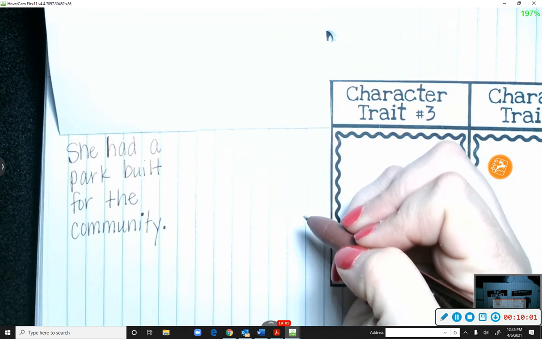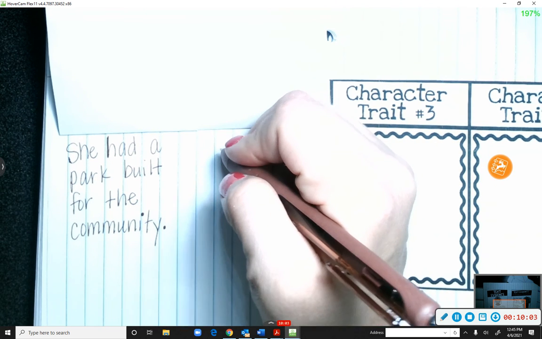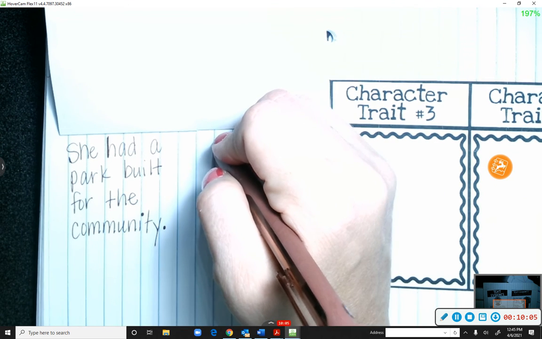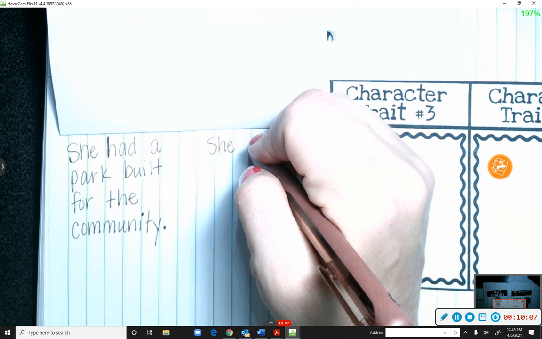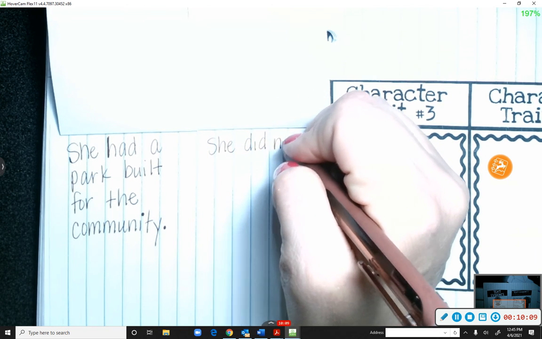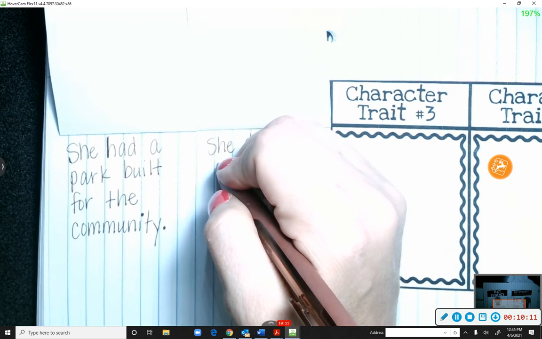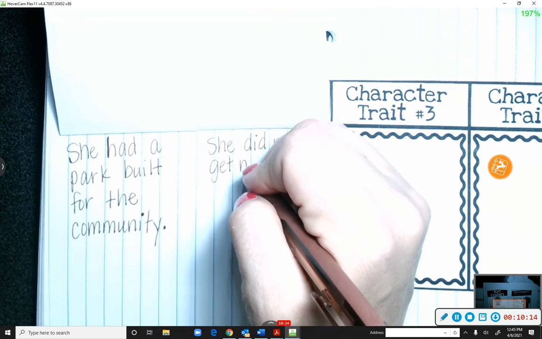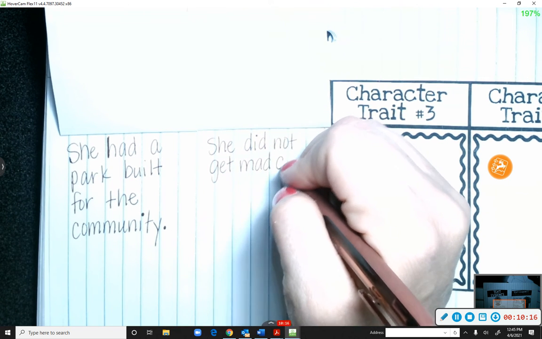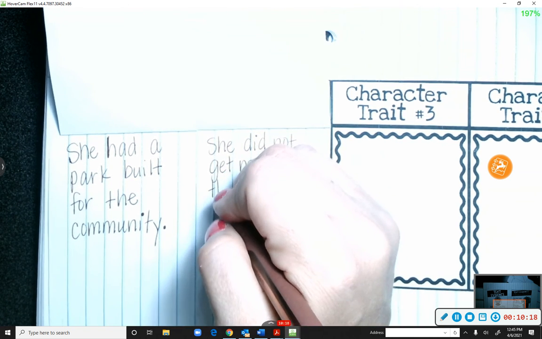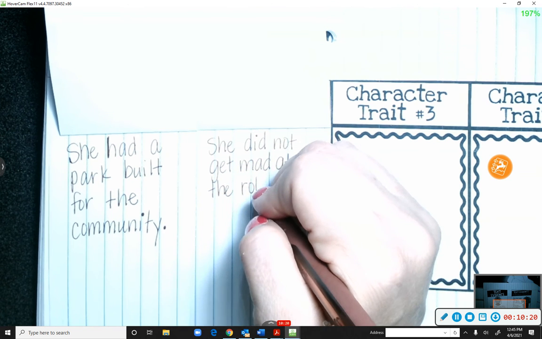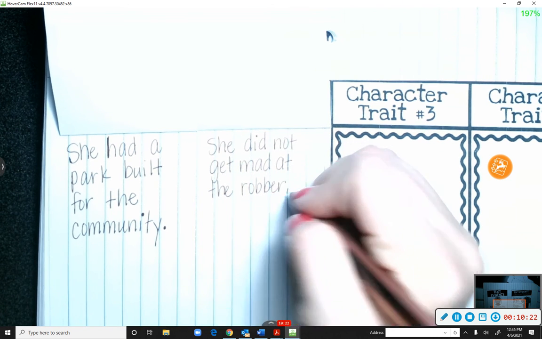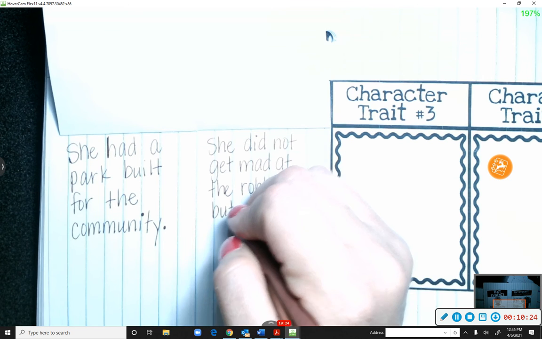So for compassionate, we could do: she did not get mad at the robber but gave him a job instead.